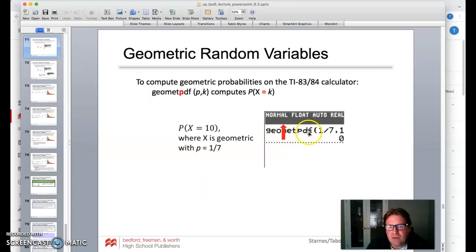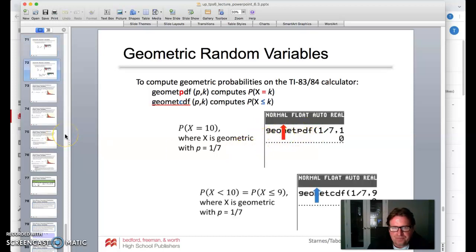That's if it's an exact one, kind of like what we did with binomial, right? Except this time we're looking for geometric, by hitting the second bars. And then, of course, if you want to add them up, like if you're going less than 10, then accumulate them up to 9, just use the CDF, the geometric CDF, as opposed to the PDF.